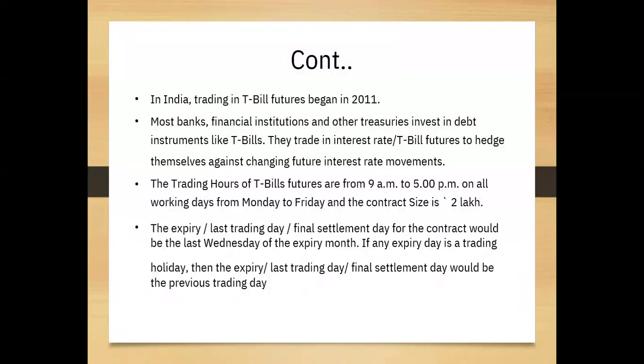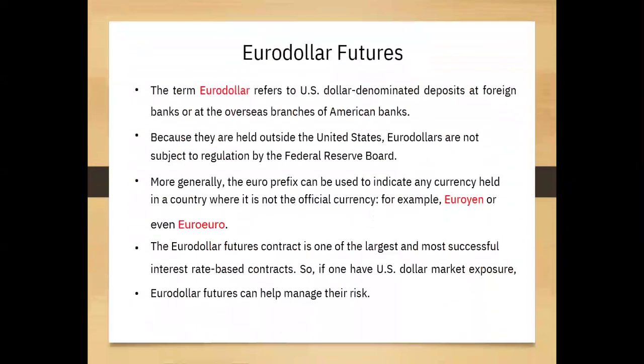The trading hours are 9 a.m. to 5 p.m. on all working days from Monday to Friday, and the contract size is 2 lakhs minimum. The expiry, last trading day and final settlement day of the contract would be the last Wednesday of the expiry month. If the expiry date is a trading holiday, then the expiry settlement would be on the previous trading day as usual. Then Eurodollar futures. The term Eurodollar refers to US dollar denominated deposits in foreign banks or the overseas branches of American banks.